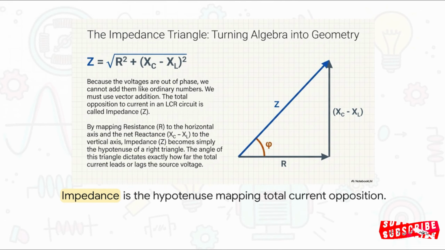To handle that fight, engineers do something really clever. They turn complex algebra into simple geometry. By mapping the resistance on the horizontal axis and the net difference of the competing reactances on the vertical axis, the total opposition to the current, which we call impedance, or Z, simply becomes the hypotenuse of a right triangle. The angle of this triangle tells us exactly how far the total current leads or lags the voltage.